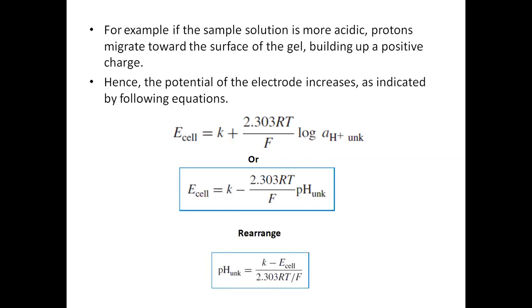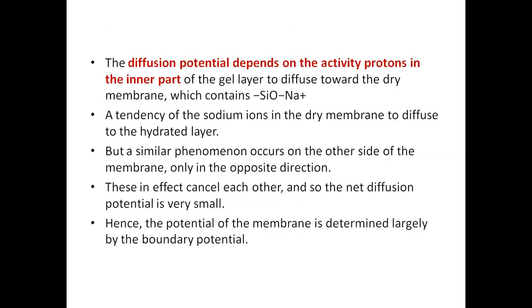So this is about the boundary potential. Now, what is meant by the diffusion potential? Diffusion potential is the exact opposite phenomenon of the boundary potential. It takes place on the inner surface of the glass bulb, where the inner solution, which is also an acidic solution, will hydrate the membrane, which contains sodium silicate. At that time, again, sodium will migrate, or we can say exchange, through that solution.